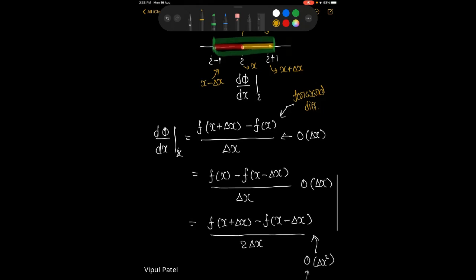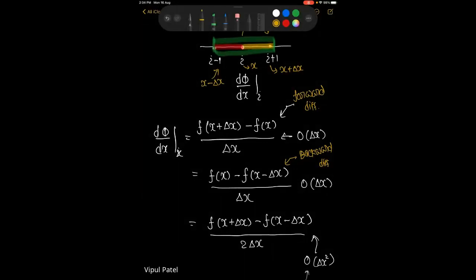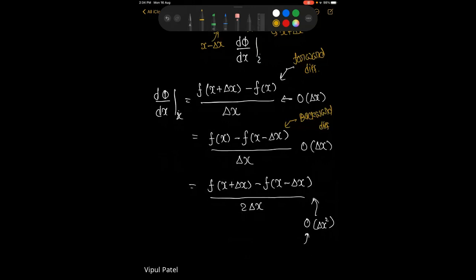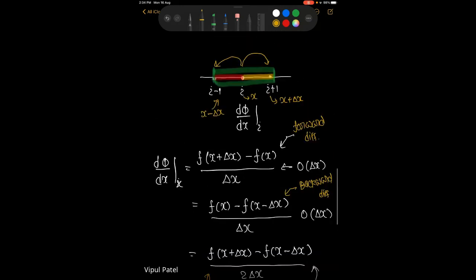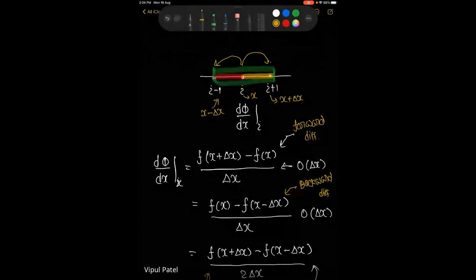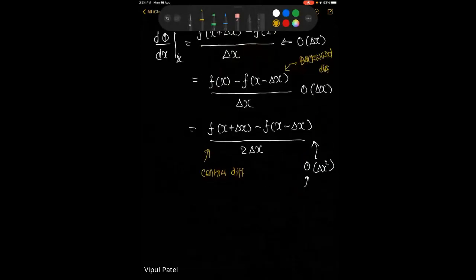In a similar manner, this particular formulation is called the backward difference formulation, because we are at x and we are taking the help of the node available at x minus delta x. And this final formulation is called the central difference formulation, because our point x lies in a central position between I plus 1 and I minus 1. That's why it is called the central difference formulation.